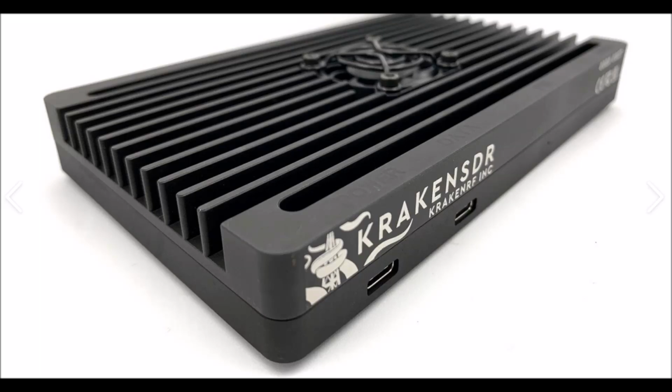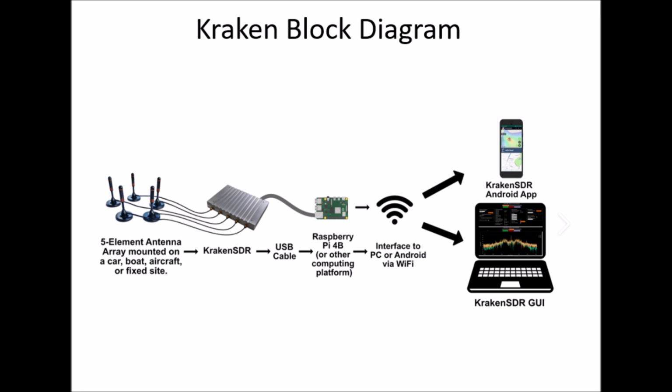Hello, this is Tom Brinkotter, Radio Site Test, and today I'm going to demonstrate using the Kraken SDR system for hunting an intermittent interferer. The Kraken SDR system is an open source hardware and software platform that uses correlative interferometry to locate interference.